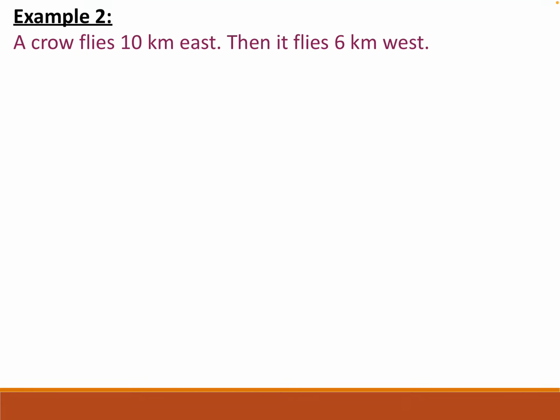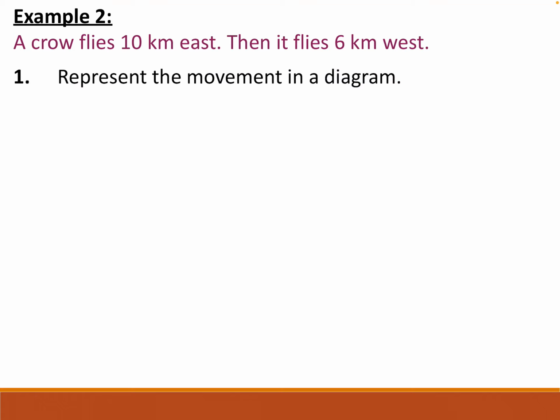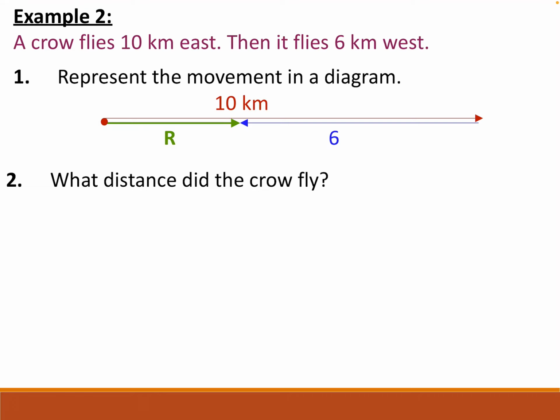Example 2. A crow flies 10 kilometers east. Then it flies 6 kilometers west. It obviously doesn't know where it wants to go. First, we want the movement in a diagram. So he goes 10 kilometers east, 6 kilometers west. And as a result, this is his resultant, this part here. Now note, we said R, not F, because it's not a force. Okay, it is not a force. So we use R.